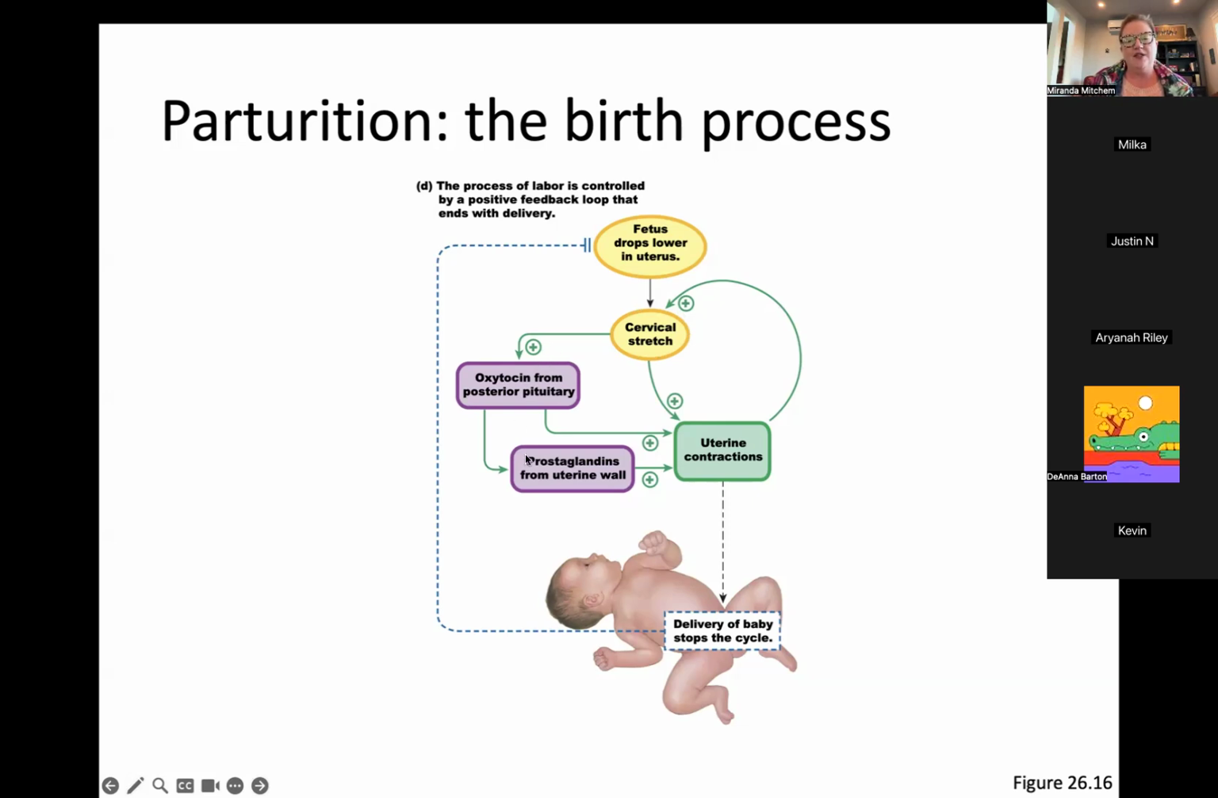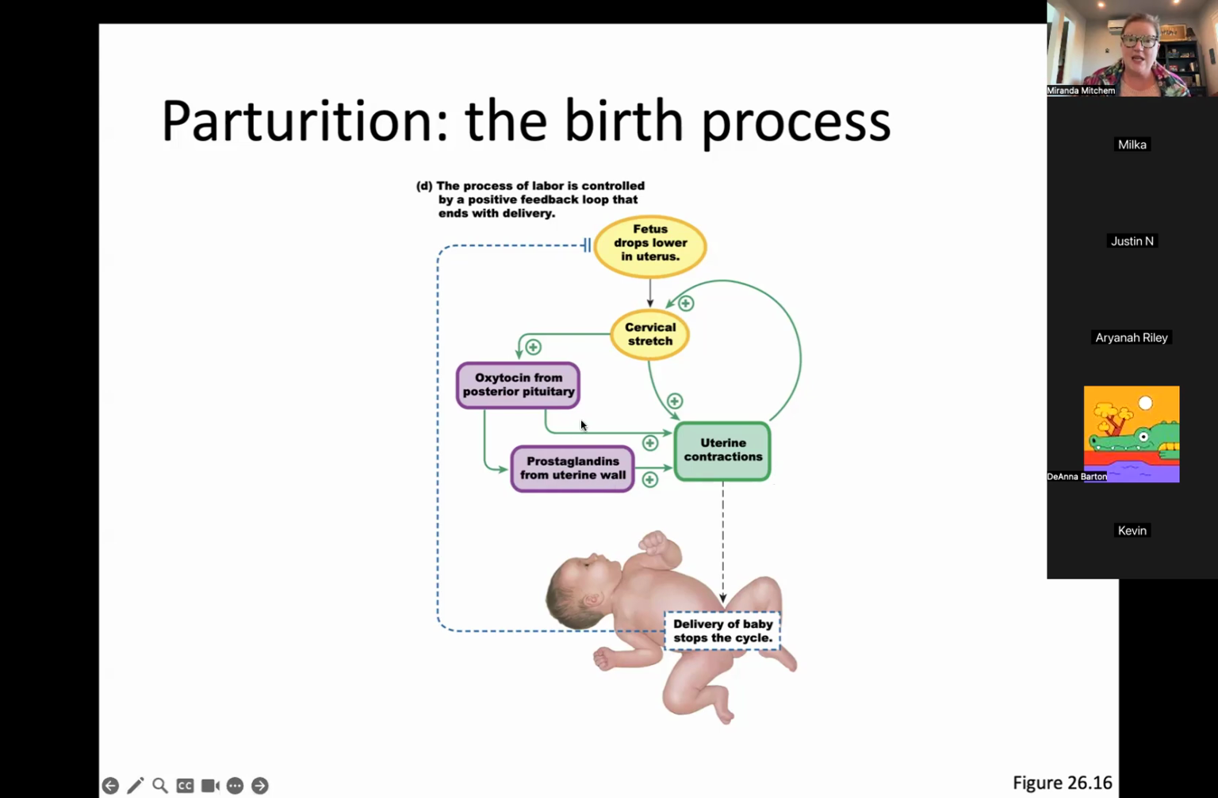Oxytocin leads to the uterus wall producing what are called prostaglandins. And both the oxytocin and the prostaglandins are going to speed up and intensify the uterine contractions. Since we are on positive feedback, the more uterine contractions, the more oxytocin, the more prostaglandins. And so that is how the labor progresses, by increasing the frequency of the contractions and making them stronger over the labor period.